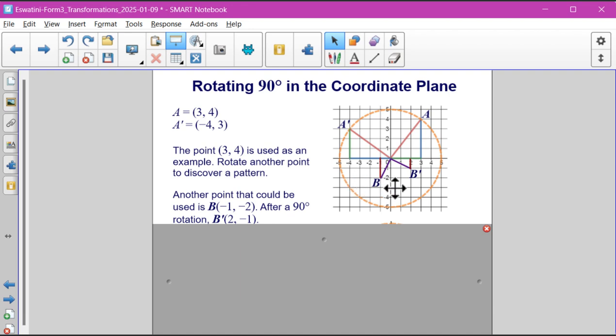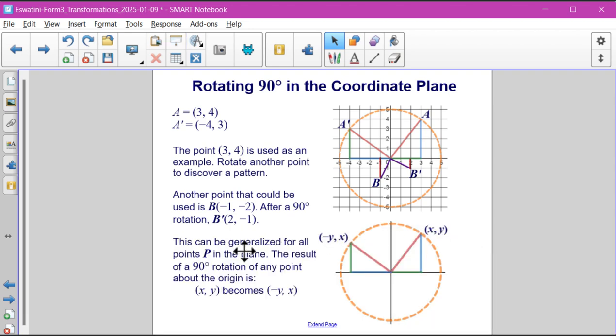Another point that could be used is point B, negative 1, negative 2, right here. After a 90-degree rotation, point B prime will be 2, negative 1. So let's look. We have 3, 4 for A, negative 4, 3 for A prime. We have negative 1, negative 2 for B, and 2, negative 1 for B prime. Well, we definitely are switching x and y around, and then the first coordinate, or the new x coordinate, is changing signs. So this leads us to a generalization for all points in the plane.